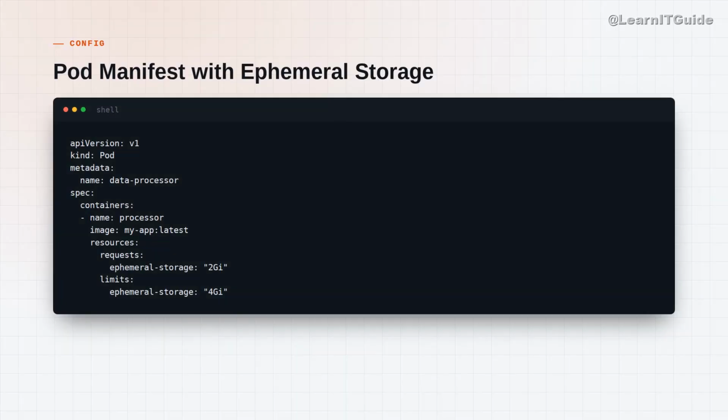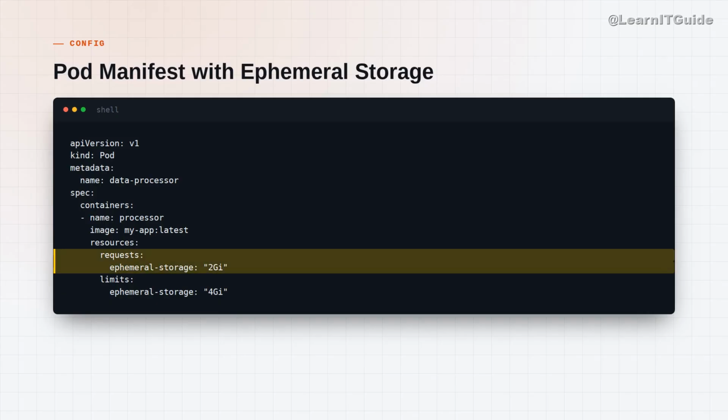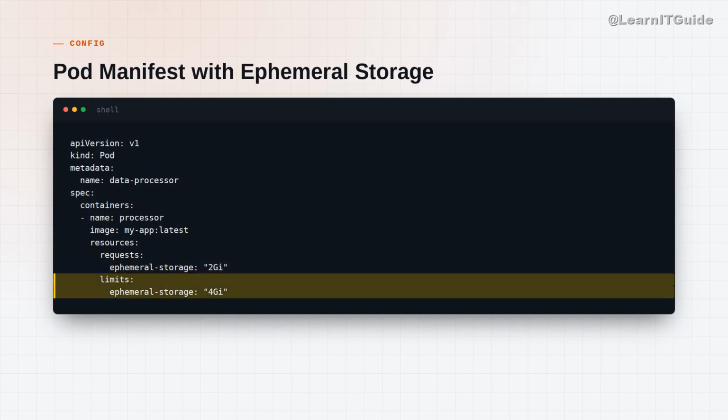In your pod specification, you can define ephemeral storage limits just like you do for CPU and memory. Here, we are requesting 2 gigabytes of storage and setting a hard limit of 4 gigabytes. If the container tries to exceed this, the kubelet will kill the pod. This is much better than a silent disk full error because at least you can set up alerts when your pods start getting evicted for resource limit violations.